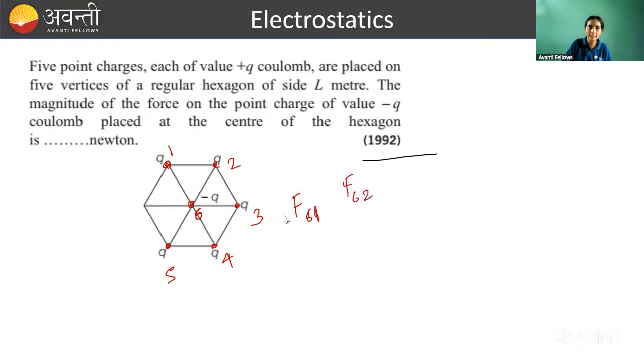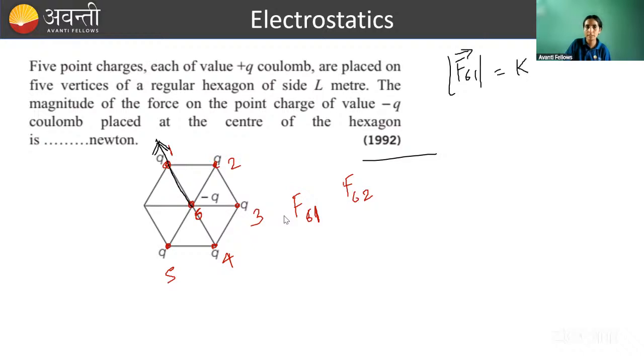So force acting on 6 because of 1 will be in which direction? Let's check the direction first. So here 1 is of plus q value, 6 is of minus q value. So they are opposite charges. Plus q will attract minus q towards itself. So force will act in this direction. It will attract minus q towards itself. And what will be the value of F61?